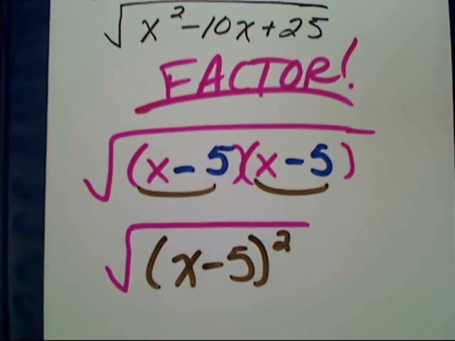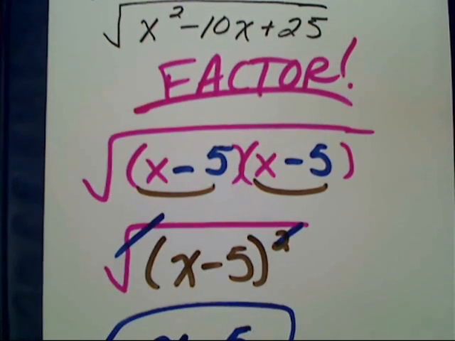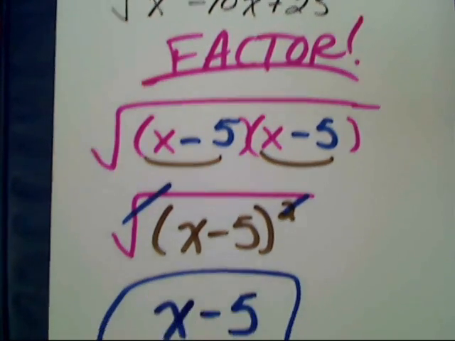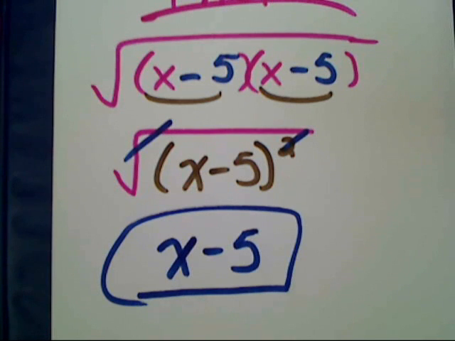Now the 2 can cancel, leaving me with my base of x minus 5. Huh. Interesting how factoring keeps popping up. Use the tools that you know to work things through.